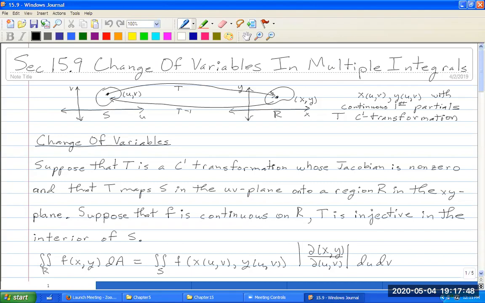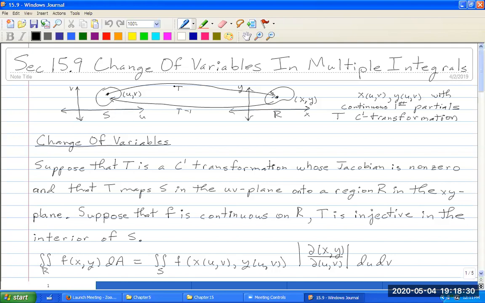I'll be doing it more than one way, but at least this will be the first way that I'm going to unify. So section 15.9, change of variables in multiple integrals. Suppose we have some region here, let's say in the UV plane. Let's call this region S.